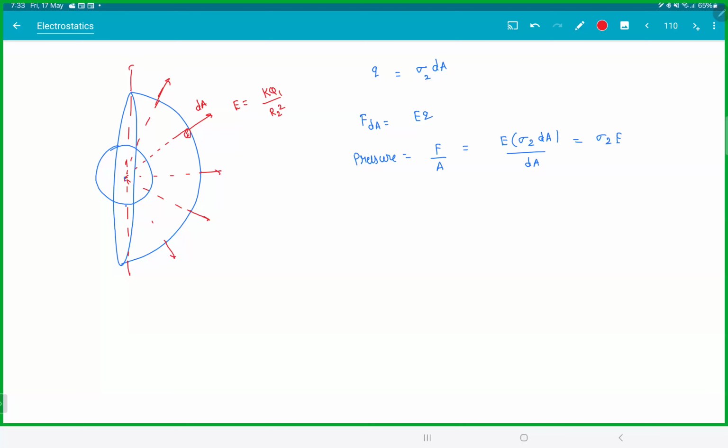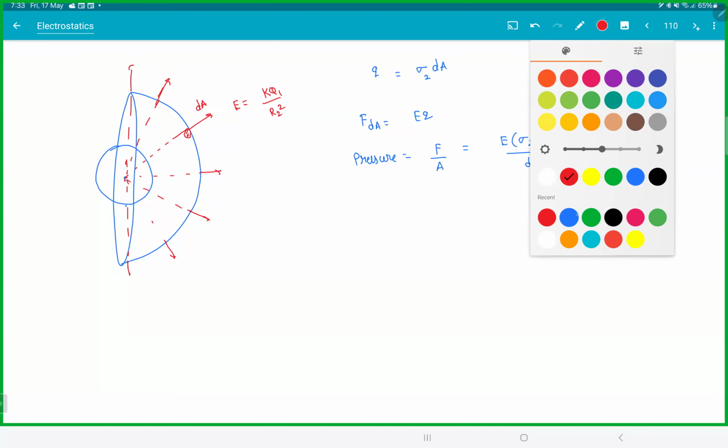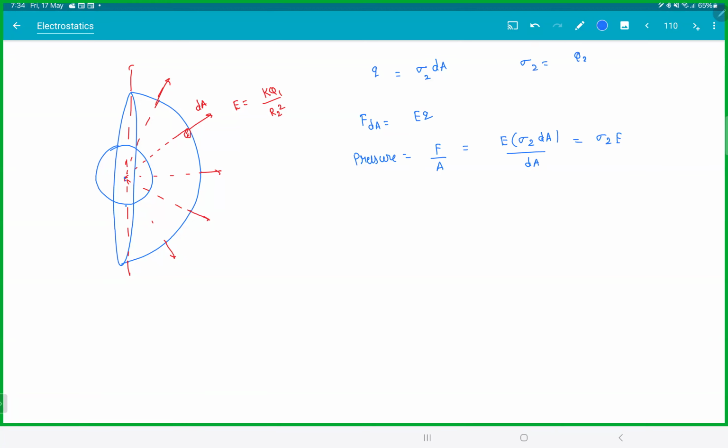Pressure into projected area. Is that making sense, everyone? And what is sigma 2? Sigma 2 is Q2 by 2 pi R square. So therefore, the force on the outer shell is pressure into projected area. Isn't that how we define pressure as force acting perpendicular to the surface area? So pressure is sigma 2 into the field, into projected area which is pi R2 square. There you know all the values, dump them, you'll get the answer. That's your force. By Newton's third law, that should be the same force acting on the inner shell also.